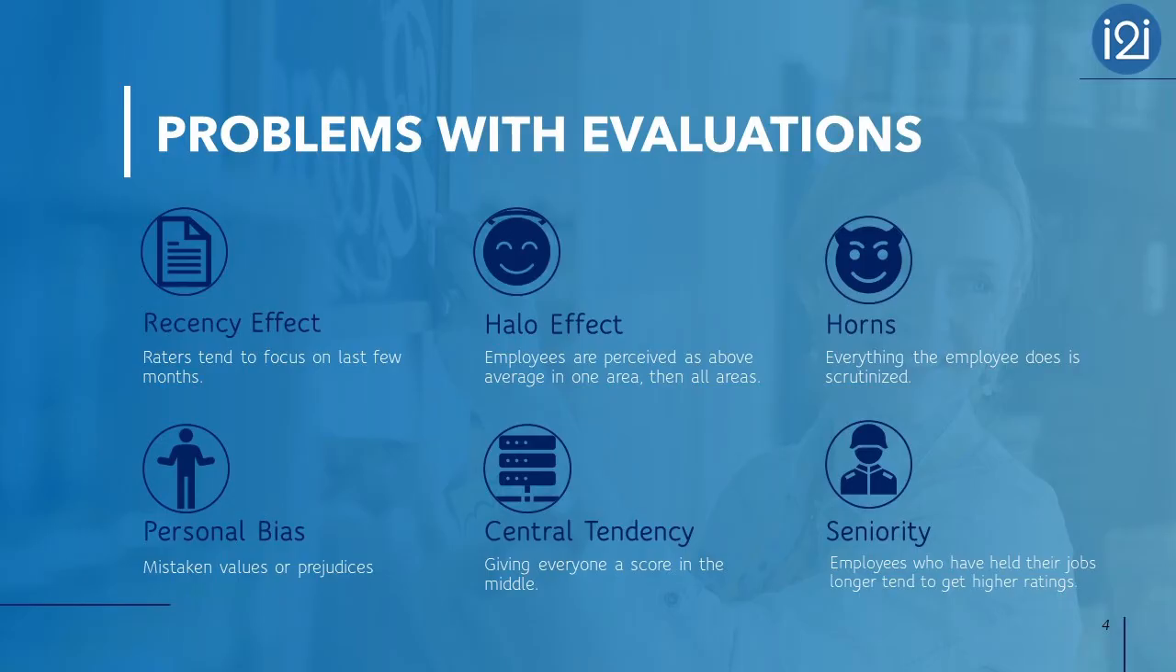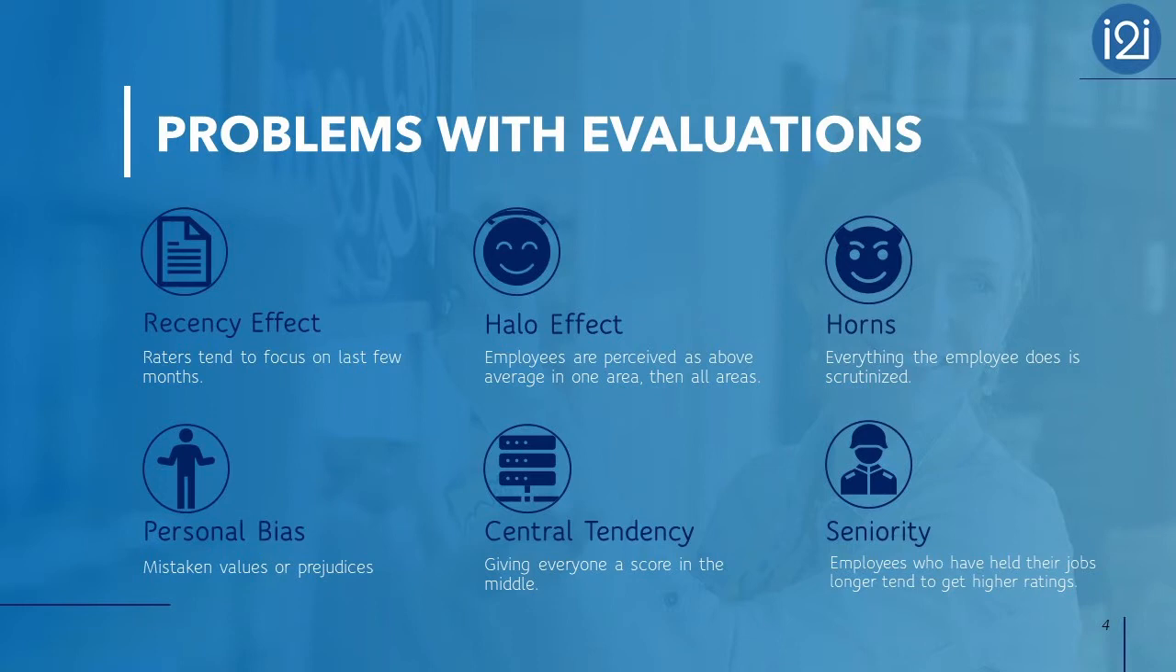All too often, evaluations are subjective, inaccurate, and unsatisfying to both the supervisor and manager and the employee. There are several reasons for this: bias, measurement imprecision, the form itself, and variations in personal grading scales and quality standards. Let's talk about a couple of these issues. The recency effect. Raters tend to focus on the last few months, so you need to make sure that you're collecting information over the 12-month period to ensure that it reflects the entire year.